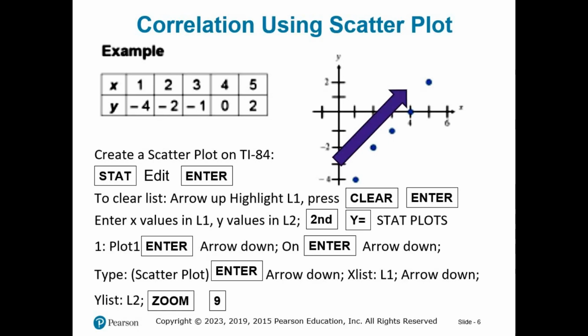Other people may have to select from a list L1 or L2, depending on your calculator. When you've done all of that, press the zoom button, then the number 9, and it should provide a scatter plot for you of all these points. Okay, so why did we do this? Well, we wanted to see the relationship between the ordered pairs, the way they were related to each other in a linear way. Let's talk about the different types of correlation.